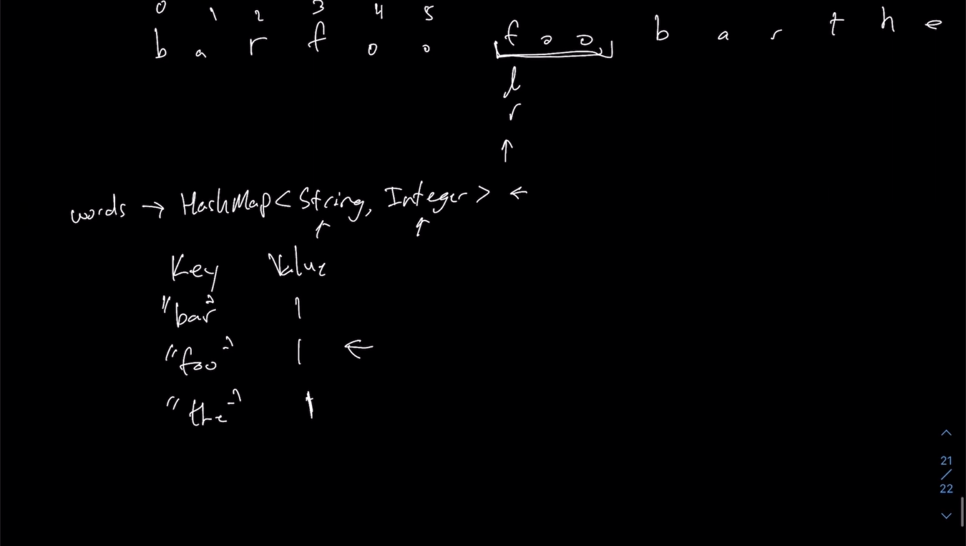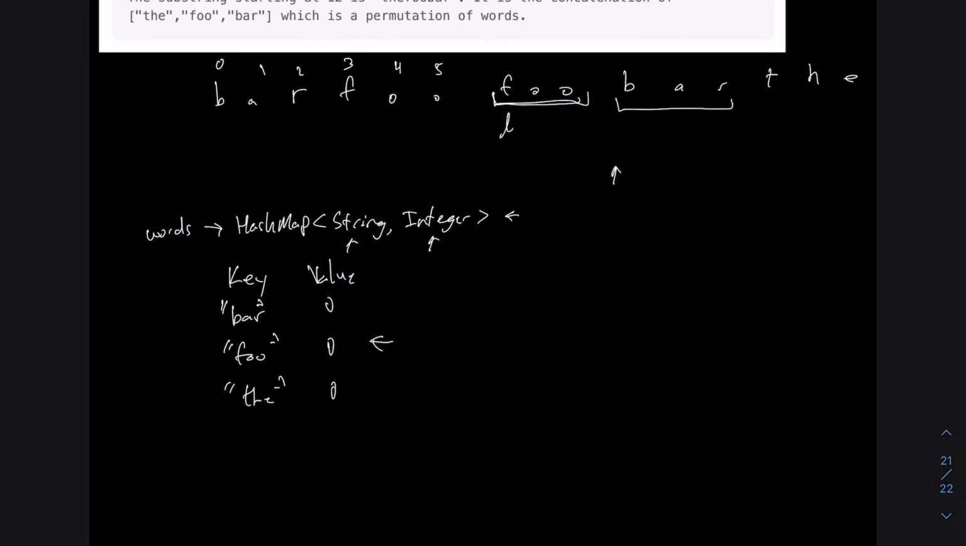Now, when we look at foo, it does work, right? Because we've added foo, the counter, back in when we incremented L. So now this gets to go back down to 0, and we can start moving R up. As R moves up, is there bar? Yes, there is. R moves up again. Is there the? Yes, there is. And now it's over here.